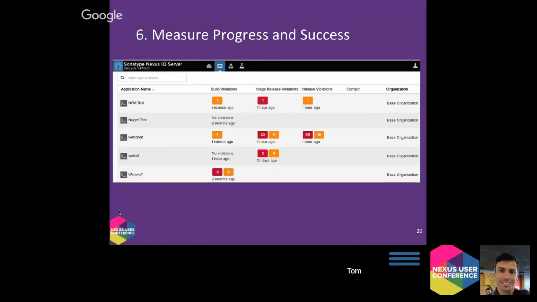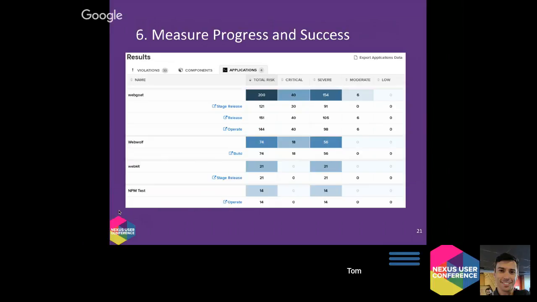of mechanisms within IQ Server to allow you to measure your progress and success. For example, right on the main screen of reports, you can see the number of issues across your stages. It's a really nice way of getting a snapshot. Through time, you should be able to see a reverse trend, where your builds and your stages have fewer violations than your releases, and that's because your remediation process is working.